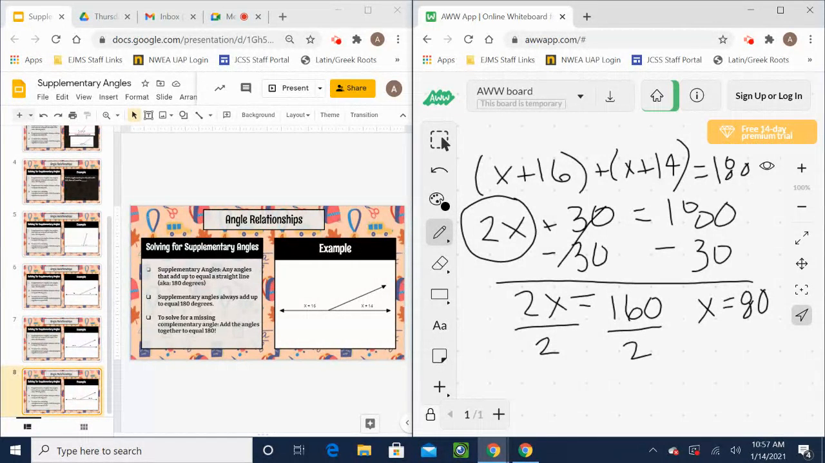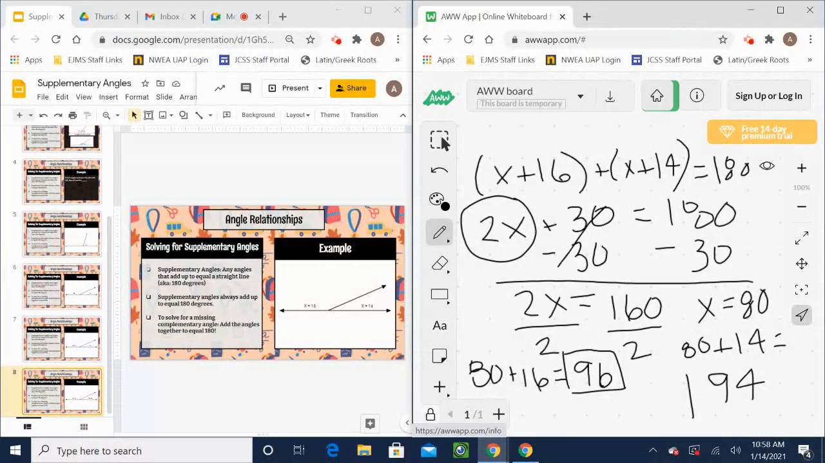All right, we got double the work on this one, okay? Because when we solve for x, we technically don't have any of these angles yet. So we got to do a lot of plugging in. So my first one is x plus 16. So 80 plus 16 gives me my first one. That equals 96. So I've got 96 degrees. And then the other one is x plus 14. So 80 plus 14 is 94. So my two angles would be 96 and 94.